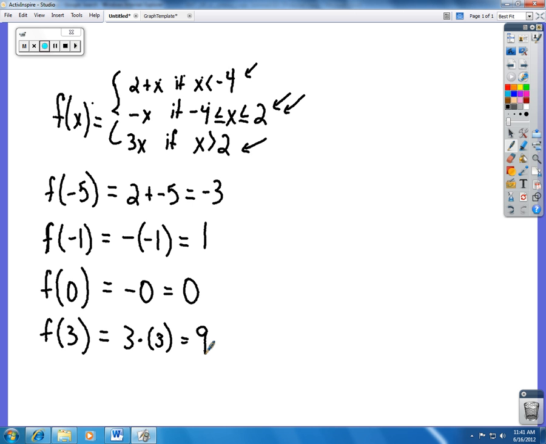So your answers for this one: part A would be -3, part B would be 1, part C would be 0, and part D would be 9.